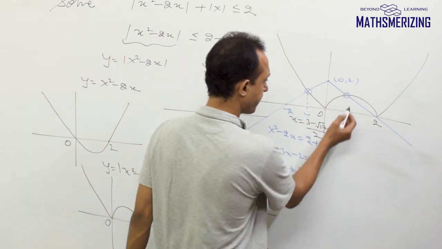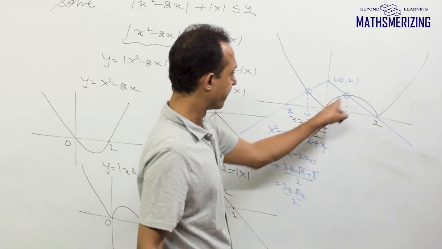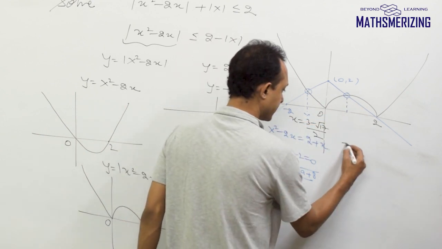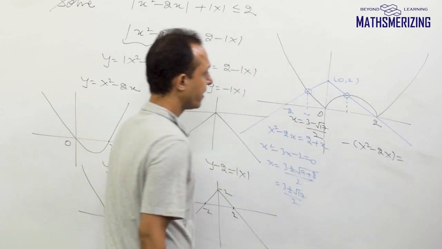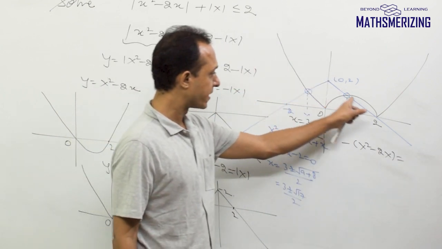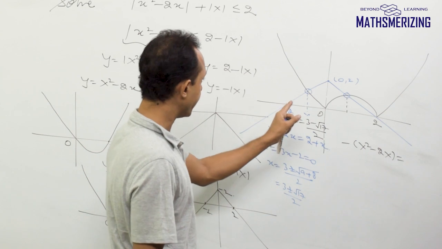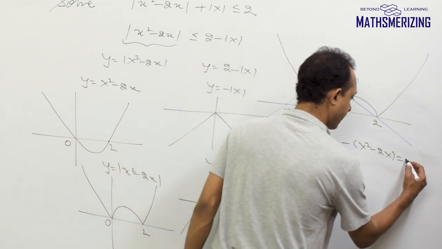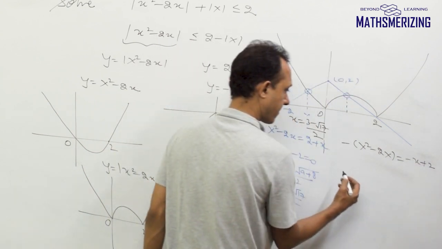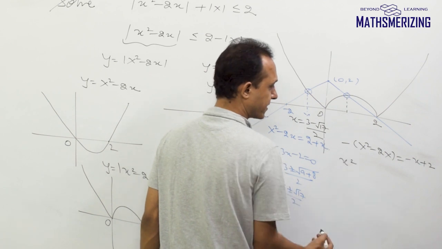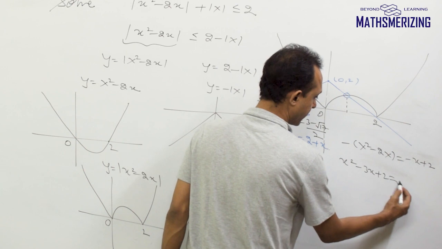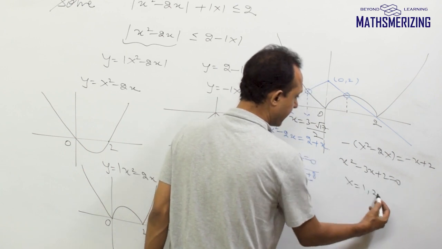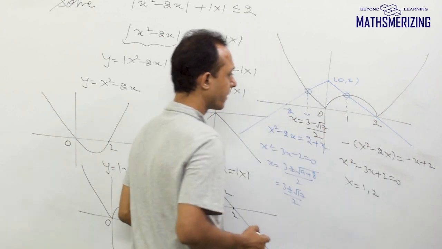Now for this one, this is the reflected part, so I'll write minus x square minus 2x. And then it'll be intersected with this one, which is minus x plus 2. So there'll be x square minus 3x plus 2 equals to 0. So point of intersection will be 1 and 2.